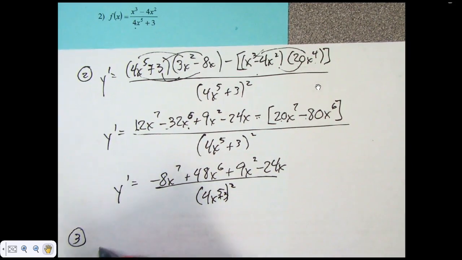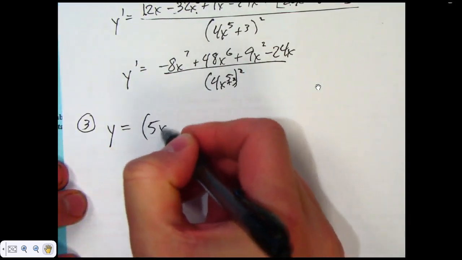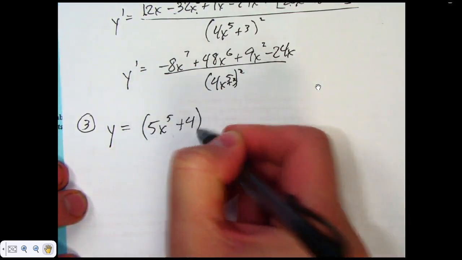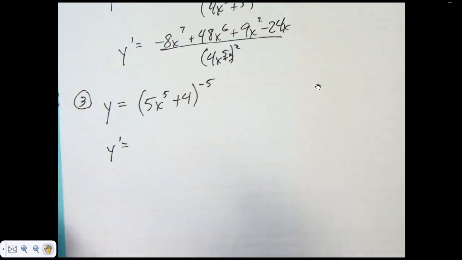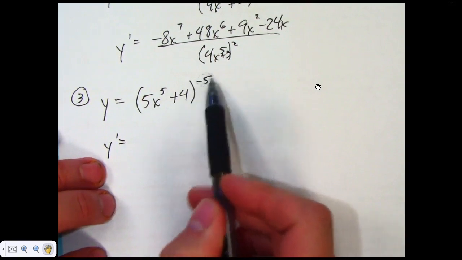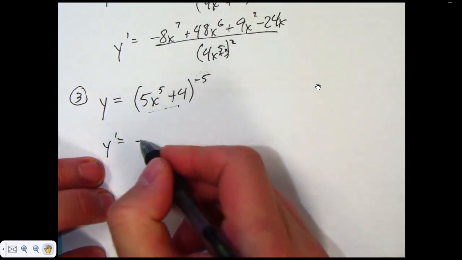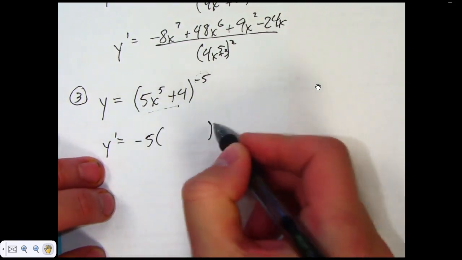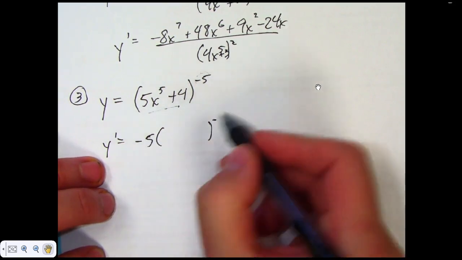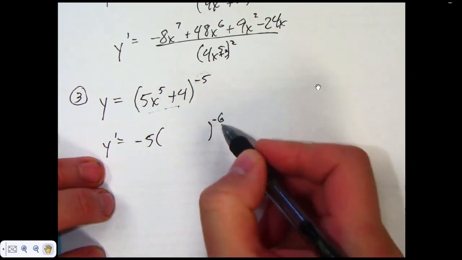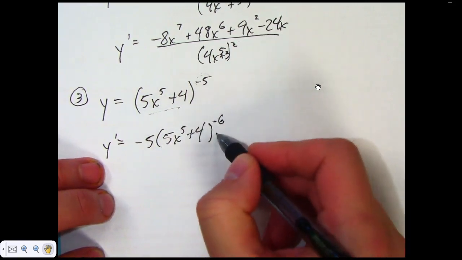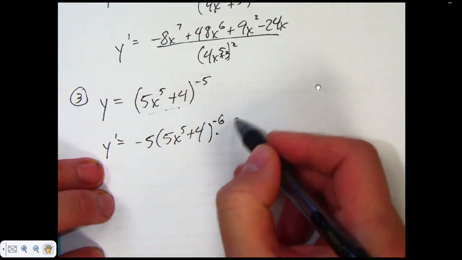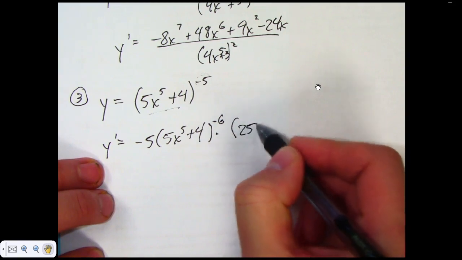Alright, number 3. So number 3 is y equals 5x to the 5th plus 4 to the negative 5th. So this is a chain rule problem. Pretty straightforward chain rule. So I got a big guy here, I got my little guy. So I take the derivative of the big guy. The way I take the derivative of the big guy, since it's a power, is to bring it down and reduce by 1. I leave the inside alone, and then quite a few people forgot to multiply by the derivative of the inside, which is 25x to the 4th.